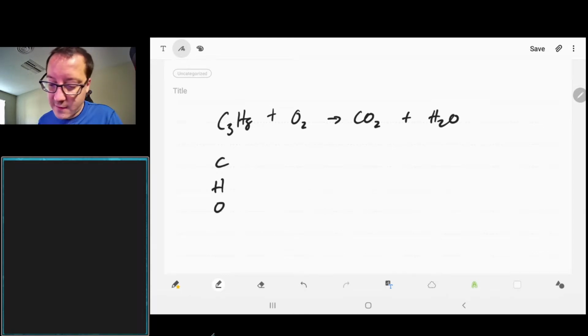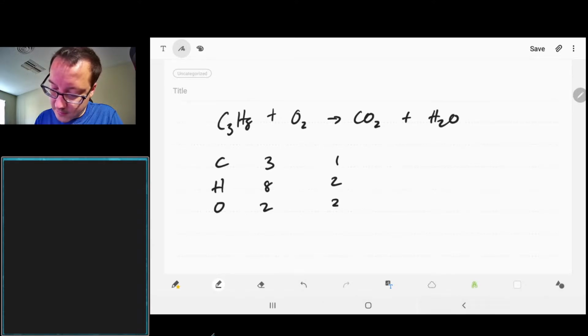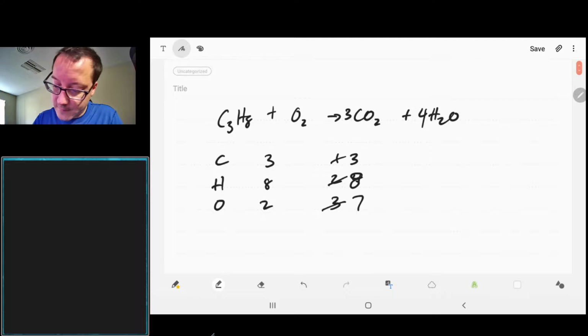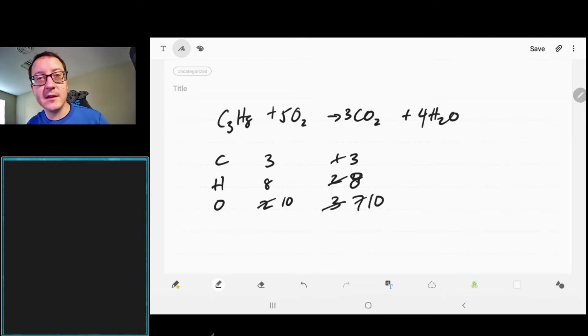So we have 8 hydrogens here and 2 here. We have 2 and 3. If we make this 3, that becomes like that. If we want that to be 8, we're going to have 6 plus 4 is 10. So we'll need 10 oxygens by making this into a 5.